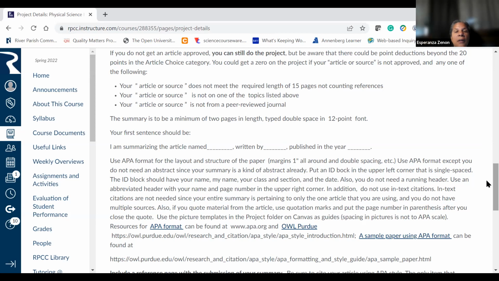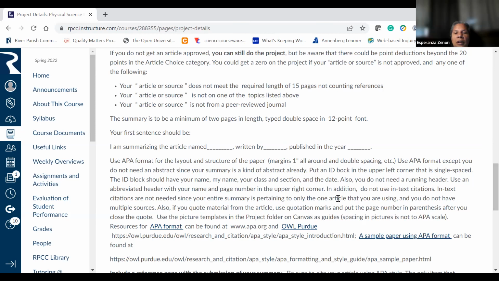That's not part of this project. Once you figure out what the article is saying, tell me that. But you don't have to tell me how you figured it out. Does that make sense to you? Yeah, sure. Okay. All right.